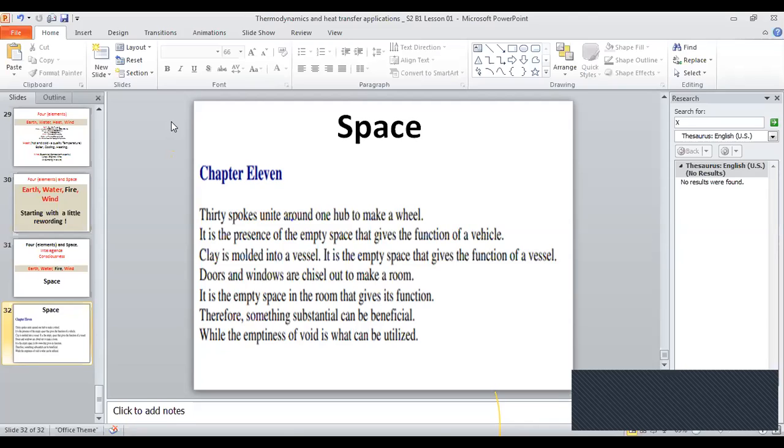For winds to blow, for winds to move, for heat to move out with air, for people to sit, for people to move, for air to move, for table to be placed. It's the empty space in the room that gives its function.